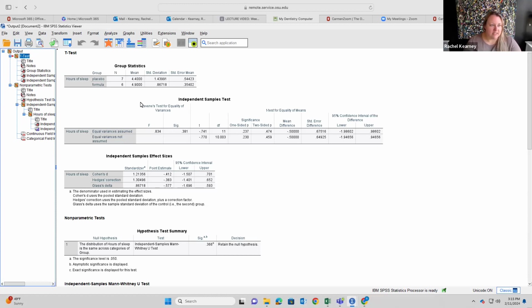You've run through the test, you have this output, and now you're looking at the screen thinking, okay, how do I interpret whether or not there was a difference between the placebo and the formula? So I'm going to walk you through this output. We're just going to start with the t-test. So for the t-test, you can see on our output, we have hours of sleep as our dependent variable, and then our independent variable is whether they took a placebo or a formula.